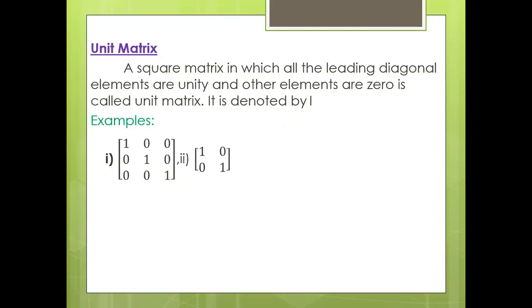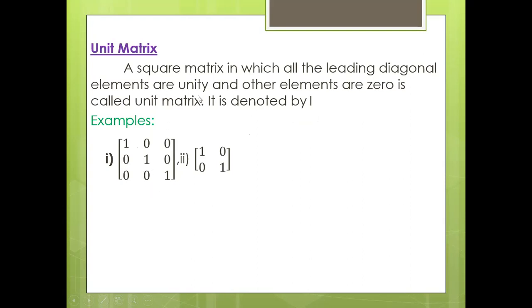Then unit matrix. What is unit matrix? Unit means 1. A square matrix in which all the leading diagonal elements are unit and other elements are 0 is called a unit matrix. It is denoted by I. This is the main diagonal or leading diagonal. These are upper diagonal elements. These are lower diagonal elements.